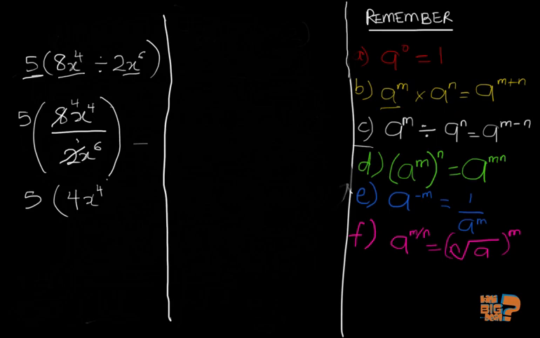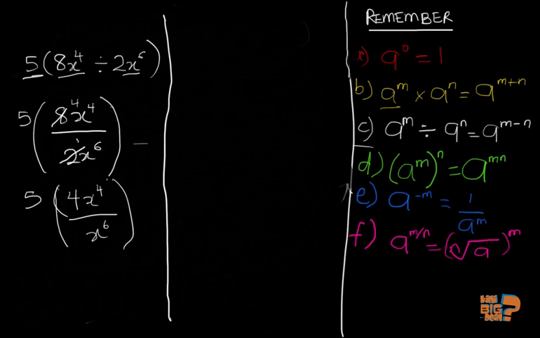Okay, sorry, the brackets should actually be bigger than that. Divided by x raised to power 6. Now, we're still going to make use of our rule C, because rule C wants us to subtract the indices.